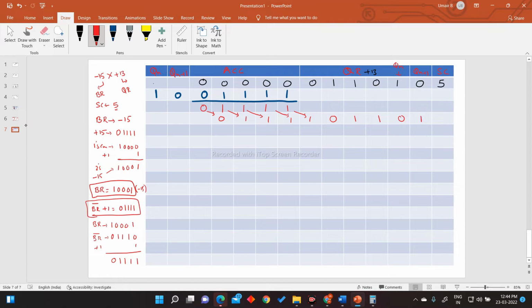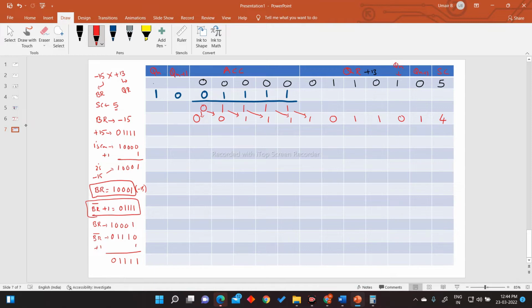And the empty bit that has been created, whatever was available here needs to be put here. If it is 0, you fill it with 0. If it is 1, you fill it with 1, right? And the sequence counter is decremented by 1. Now the 5 will reduce to 4, right? So one iteration we have done.